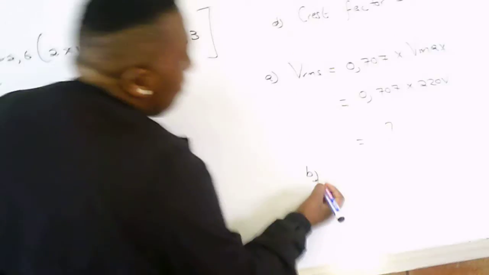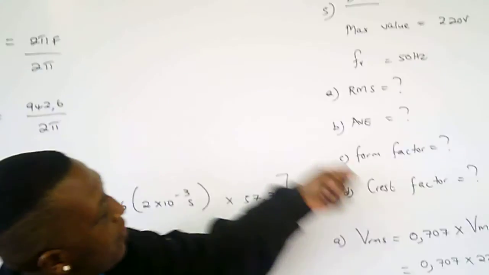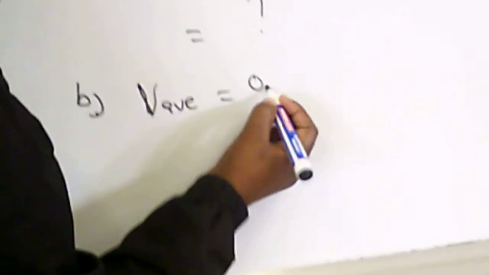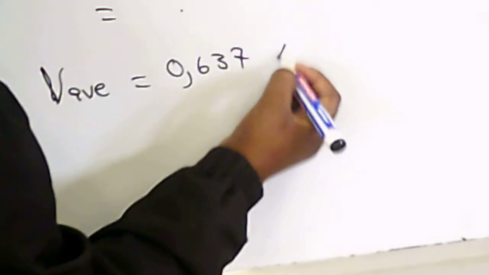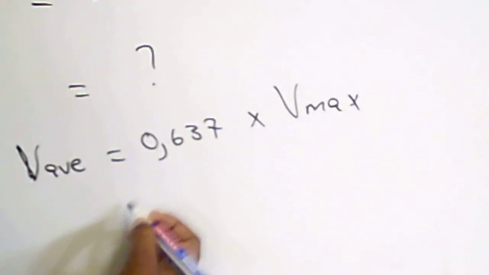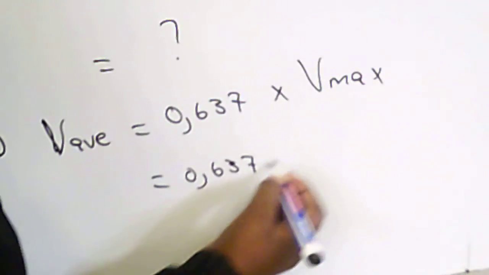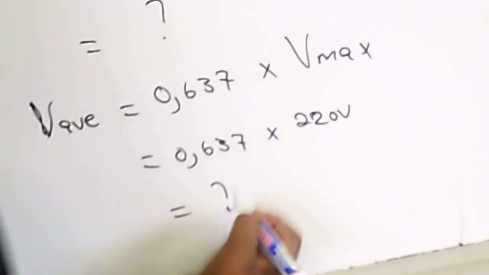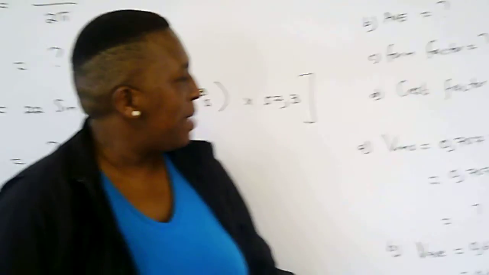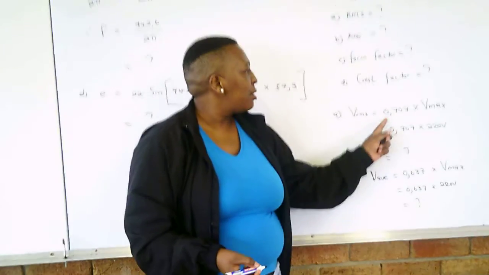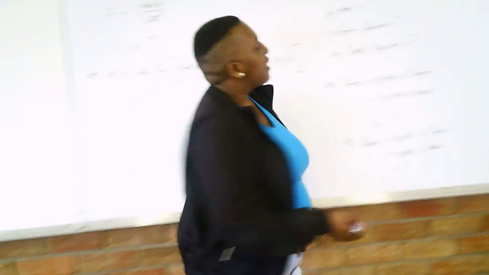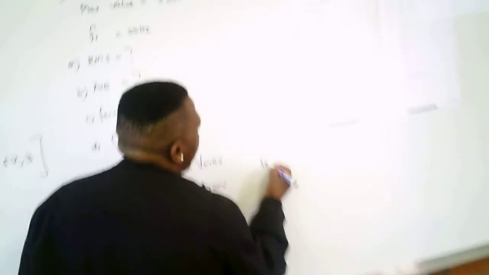Number B, calculate the average. For the average value, we also have the constant number from our formula sheet, the V average is 0.637. You multiply also by the V maximum. Then we have 0.637. The V maximum is still the same, which is 220 volts. And therefore you will find how much it will be. It's always like this when it comes to RMS, the constant number, and when it comes to the V average.